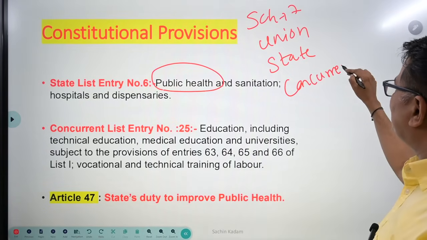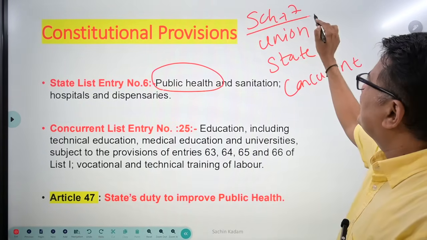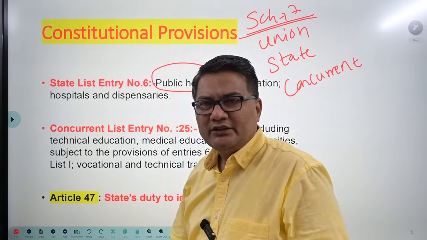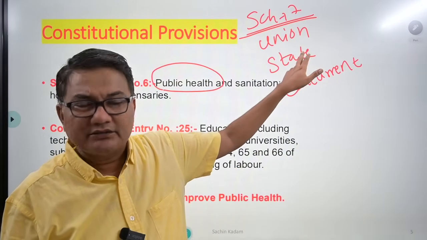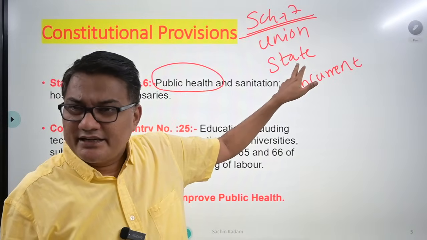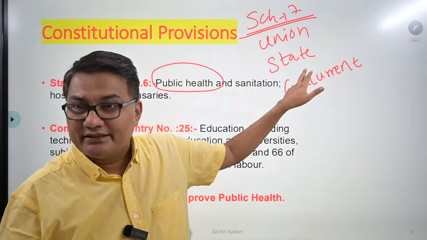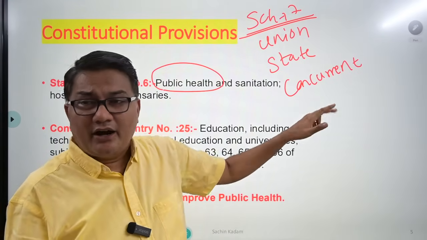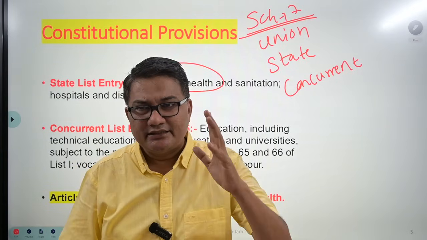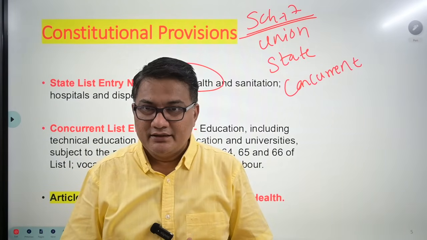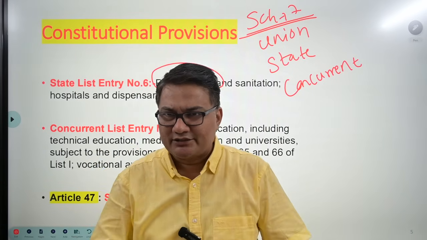Then comes the next question: why were the lists created? It is a division of power. For subjects in the union list, Parliament can make laws. For subjects in the state list, the state government can make laws, and only in certain cases can Parliament make them. On the concurrent list, both can make laws, but if there is a clash, the centre's law shall prevail. Now, if that is clear, let's go ahead.